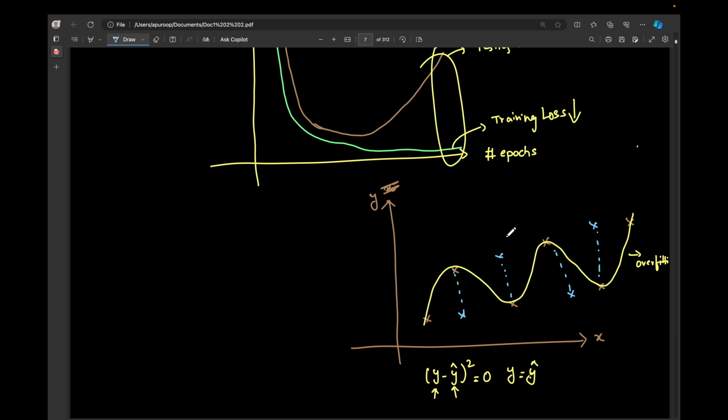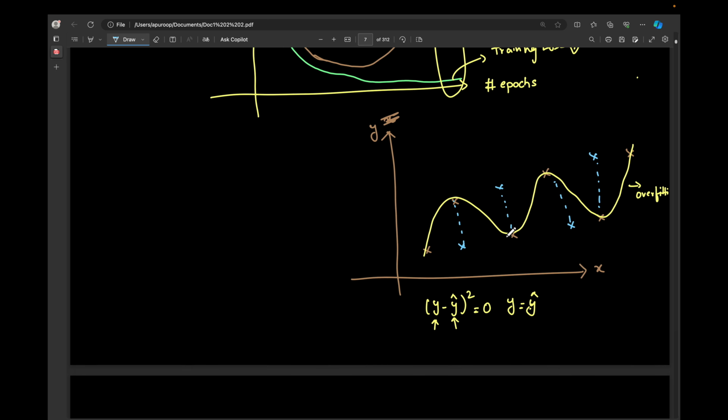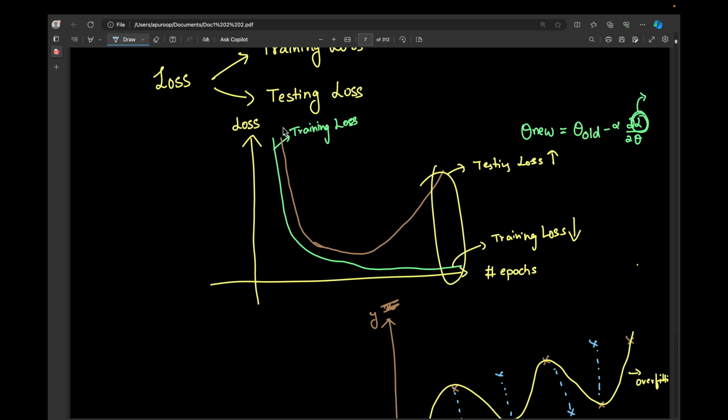And similarly, there is something called underfitting. Underfitting is when our training loss itself is not low. Here, if you observe, both our training and testing loss are very high, right?